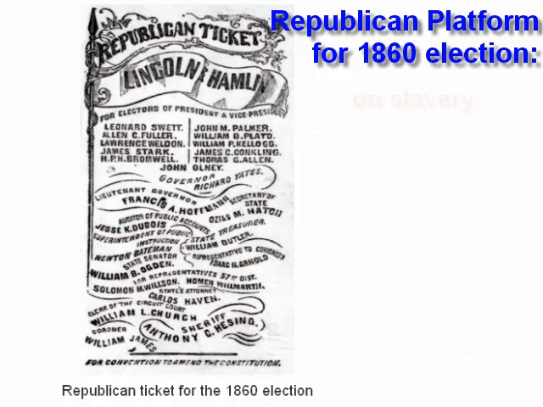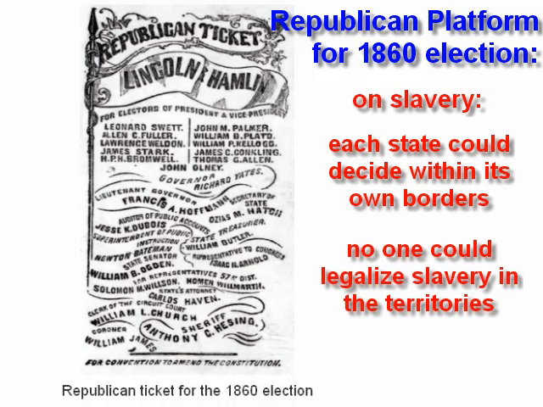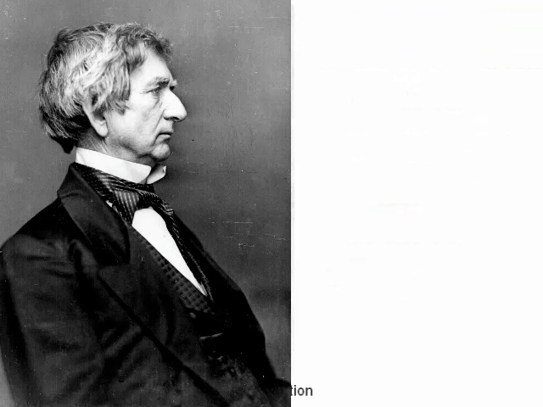And on slavery, the Republicans proclaimed that their stance was that each state could decide the issue within its own borders, and that no one could legalize slavery in the territories, neither Congress nor territorial legislatures. So the official Republican stance was that each state had to decide within its own borders. So Seward was confident that because of this, he was going to get the presidential nomination.